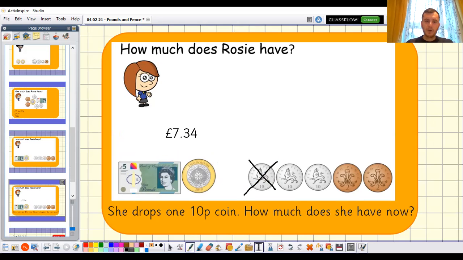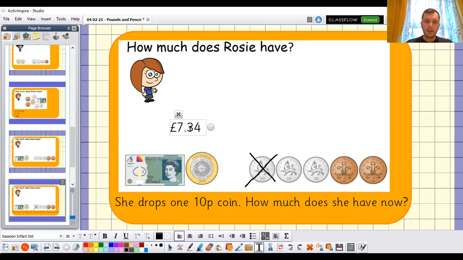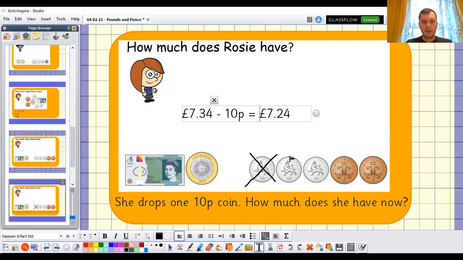Now, we could work it out in two ways. We could, nice and simply, just take our pence, so 34 pence, and if we take away 10 pence, I know that's going to be 24 pence, so it's going to be £7, 24 pence in total. Or we could count them again. So we've got 5 plus 2, that makes 7. 7 plus 10, 20, 24. £7, 24. Either way, we get that same amount.